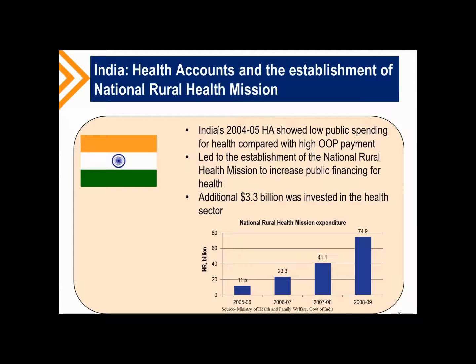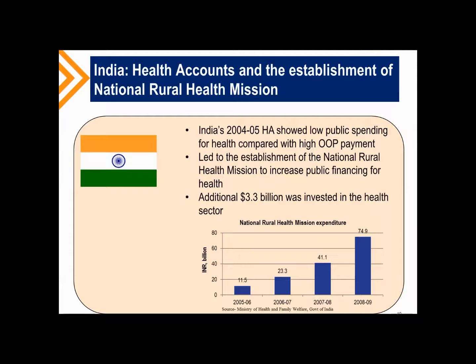And so it was really these findings from health accounts that prompted the National Commission on Macroeconomics and Health to encourage the government to establish the National Rural Health Mission in India. So NRHM was established in 2005, and one of its key goals was to increase public financing for health. And in that same vein, to begin to reduce out-of-pocket spending, the government developed new government-funded pro-poor insurance schemes, some of which were run by NRHM.